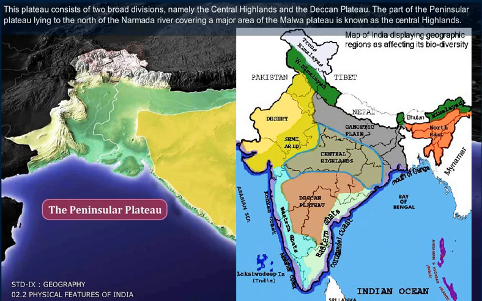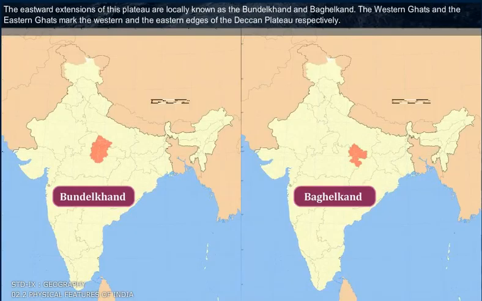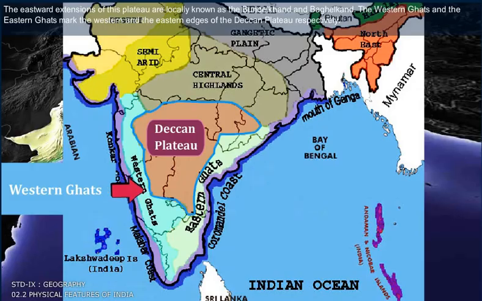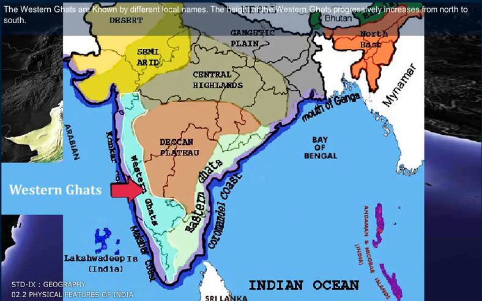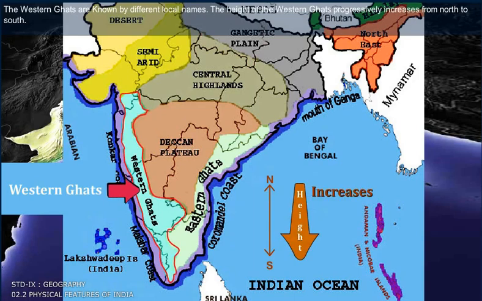The part of the Peninsular Plateau lying to the north of the Narmada River, covering a major area of the Malwa Plateau, is known as the Central Highlands. Eastward extensions of this plateau are locally known as Bundelkhand and Baghelkhand. The Western Ghats and the Eastern Ghats mark the western and the eastern edges of the Deccan Plateau respectively. The Western Ghats are known by different local names. The height of the Western Ghats progressively increases from north to south.